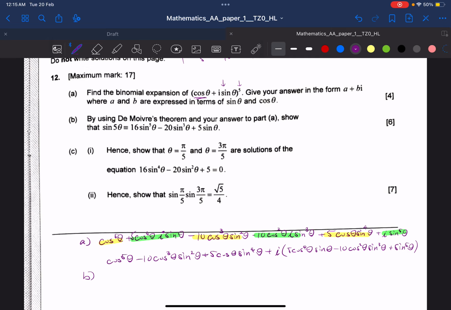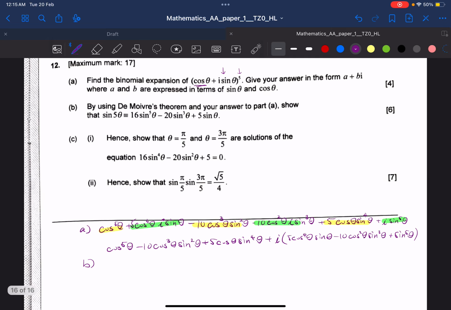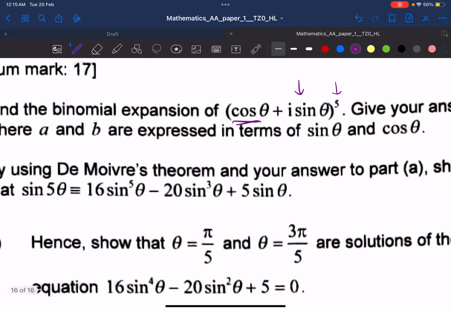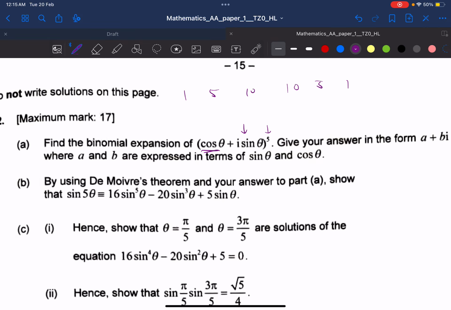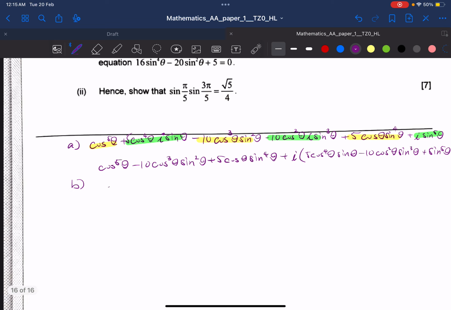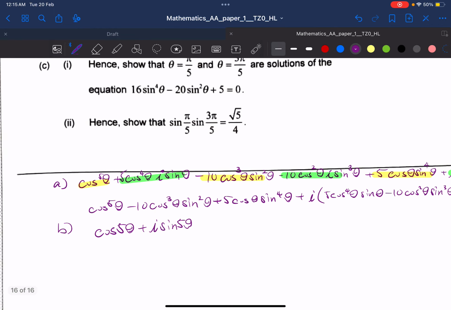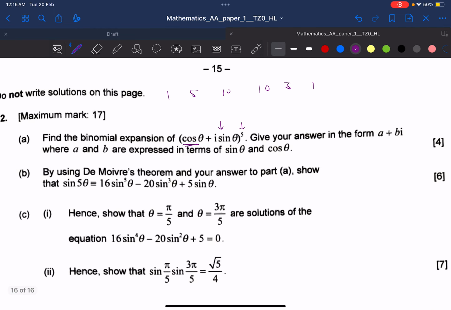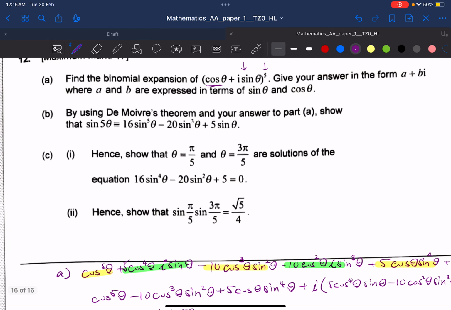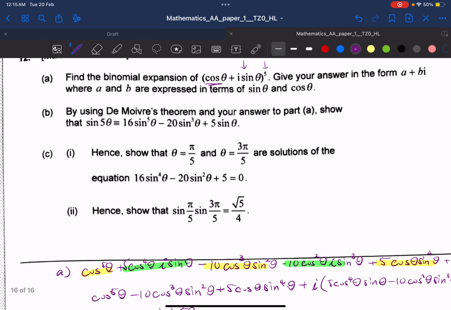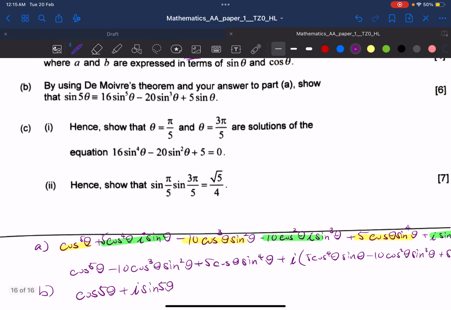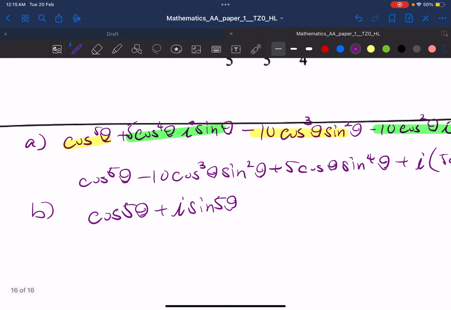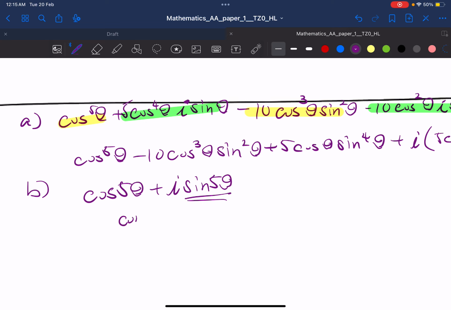By using the De Moivre's theorem in part A, show that sine 5 theta equals that. So if we don't use binomial and then we just use De Moivre's theorem to solve this will just be cosine 5 theta plus i sine 5 theta. Okay, and then they want us to show that sine 5 theta equals that. So basically, sine 5 theta, right? You need to observe that it's in the imaginary part. So we just compare imaginary part, Im.